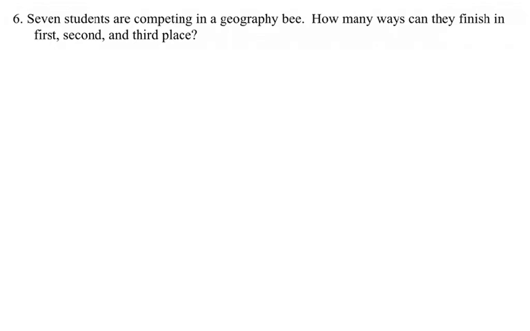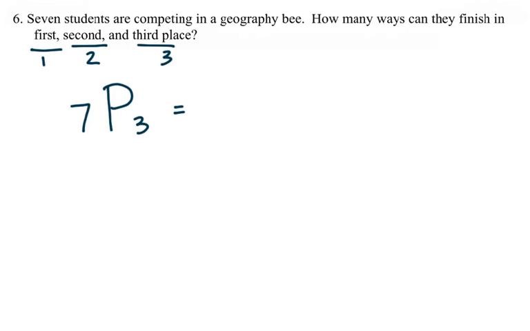Okay, so here's this one. 7 students are competing in a geography bee. How many ways can they finish in first, second, and third place? So order matters because it matters who comes in first, who comes in second, who comes in third. They're not just randomly picking it. Alright, so there are 7 students. It's a permutation, and they are competing for 3 different places.